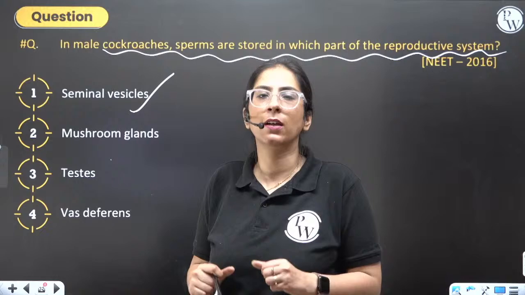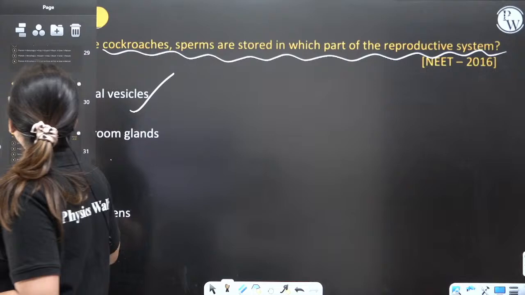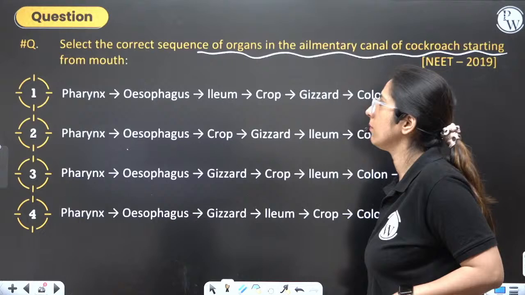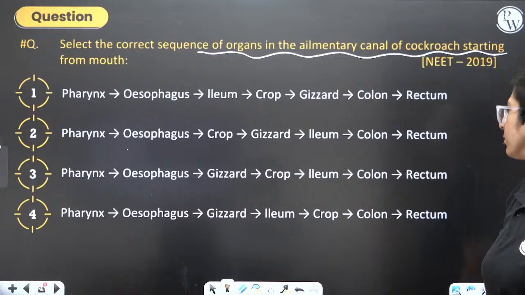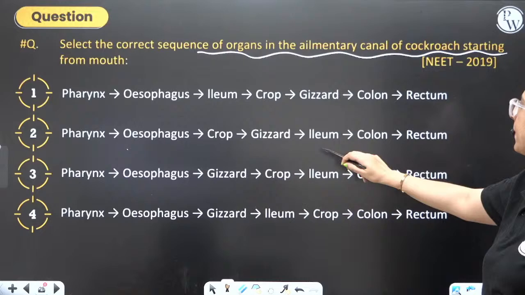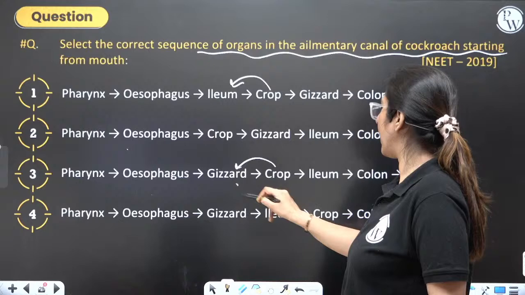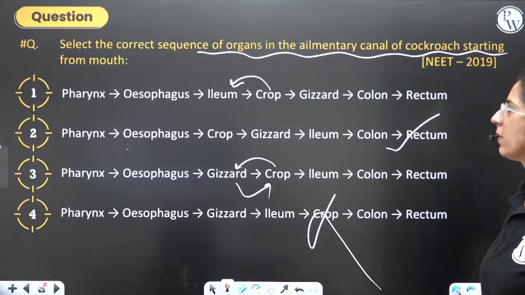Clear? Okay. Let's do this last question, an easy one. Select the correct sequence of organs in the alimentary canal of cockroach starting from the mouth. Pharynx, esophagus, crop, gizzard, ileum, colon, rectum. Yes, option 2. Esophagus, crop and then gizzard. Pharynx, esophagus, gizzard, ileum, crop is not correct. Option 2 is correct.